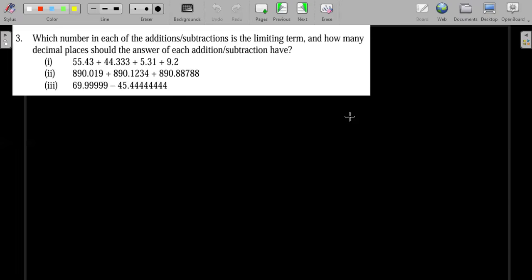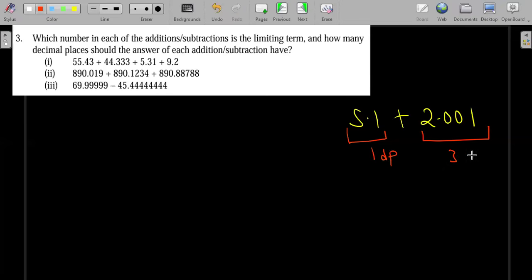So for example, if I have 5.1 and I'm adding 2.001, how many decimal places can you see? 5.1 has one decimal place. Let me write it, one decimal place. And 2.001 has 3 decimal places.